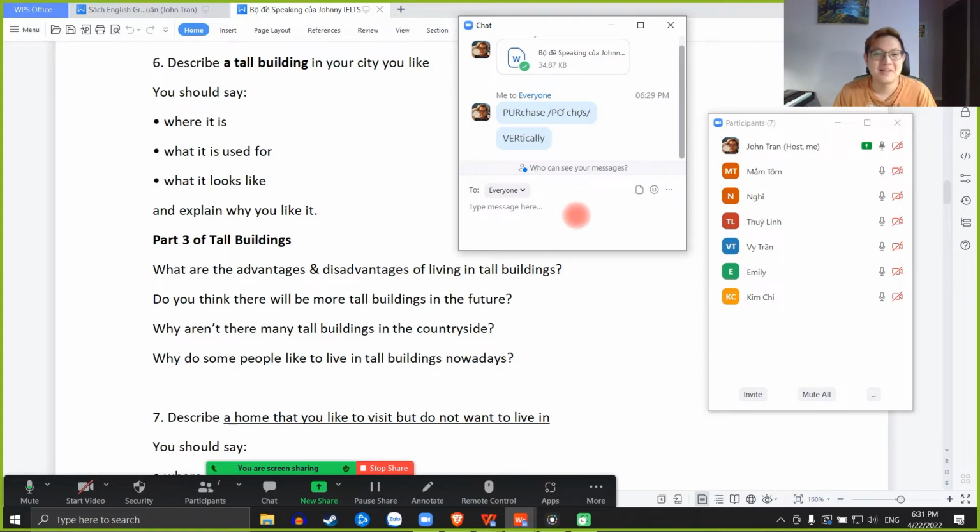Alright, so what do you think? Why do some people like to live in tall buildings nowadays? It's a trend now. Young people like us like to live in tall apartments. But why? Because I think the price of houses, even land, is more expensive, so the price of an apartment is more reasonable for most young people. Apartments are much more affordable and more reasonable to buy.